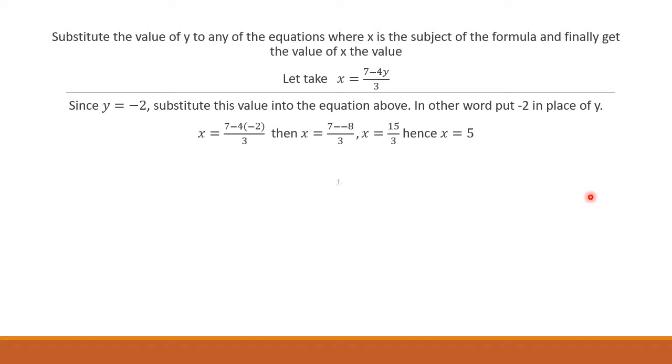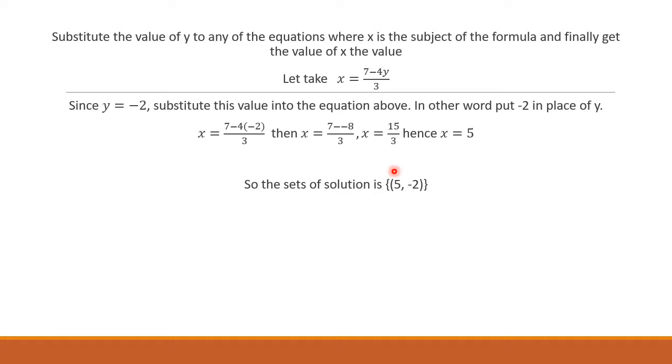So what is the solution set for this equation? The solution set is 5, comma, negative 2, whereby 5 is the value of x and negative 2 is the value of y. We write this in the form of coordinates, and in coordinates we know that it is the x value that comes before the y value. So the y value comes after the x value.